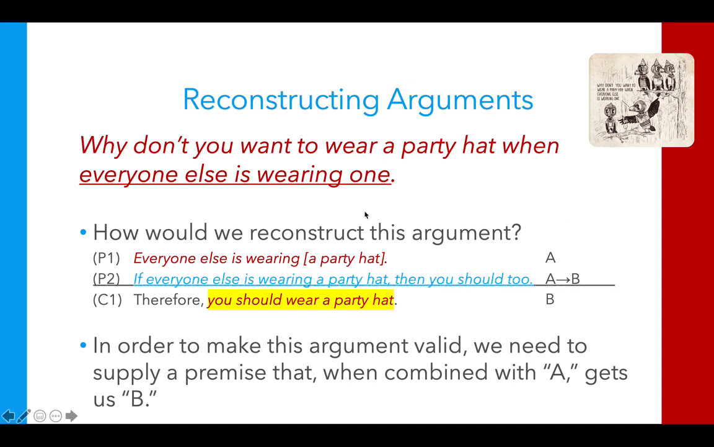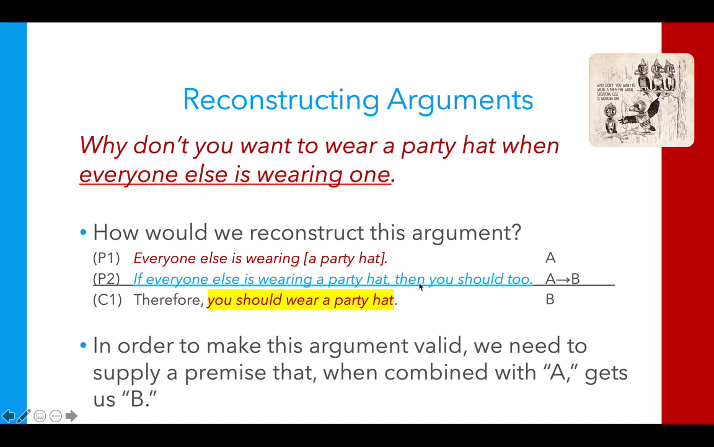If A, everyone else is wearing a party hat, then B, you should do it too. You should wear a party hat. That's B. So now we've reconstructed the argument. It's valid, takes the form modus ponens, and we can evaluate it. Everyone else is wearing a party hat? Yep, definitely true. If everyone else is wearing a party hat, then you should too.